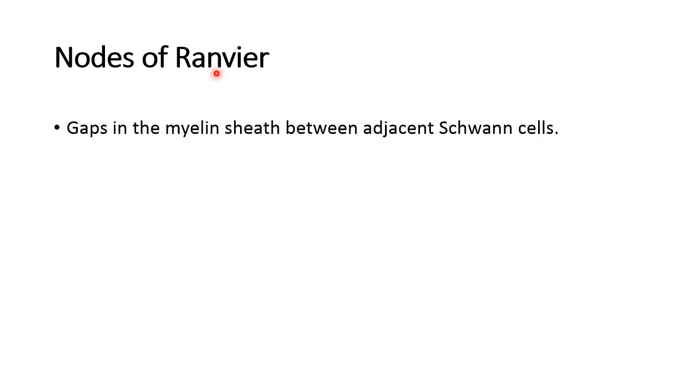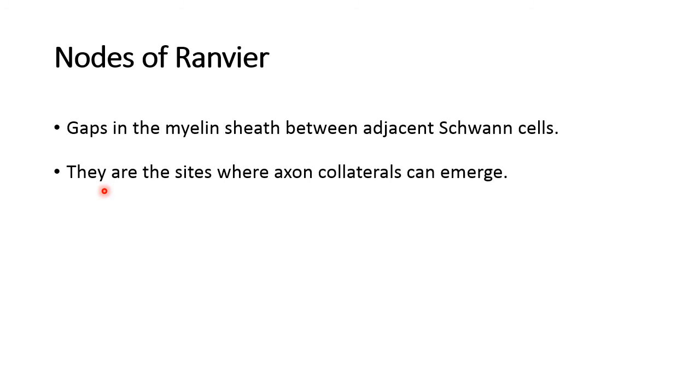We have areas of the axon that are not covered by myelin sheath. These are called nodes of Ranvier. The gaps in the myelin sheath between adjacent Schwann cells are called nodes of Ranvier. So the nodes of Ranvier are gaps in the myelin sheath, and they are the sites where the axon collaterals can emerge. We have finished the glial cells of the peripheral nervous system. Now we are moving to talk about the glial cells of the central nervous system.